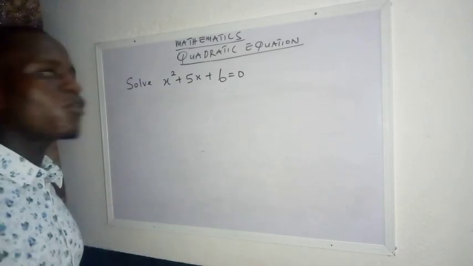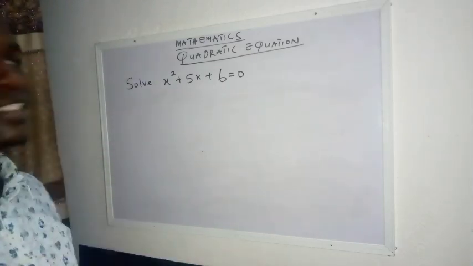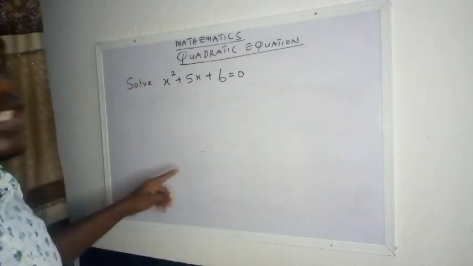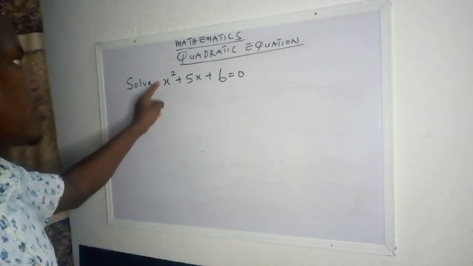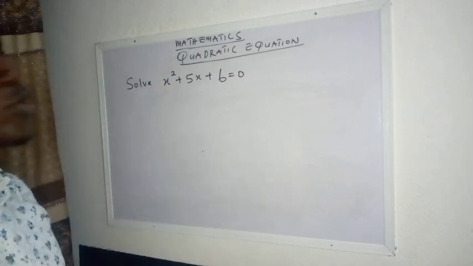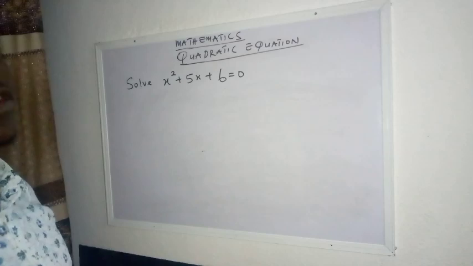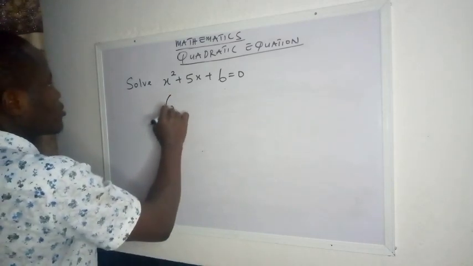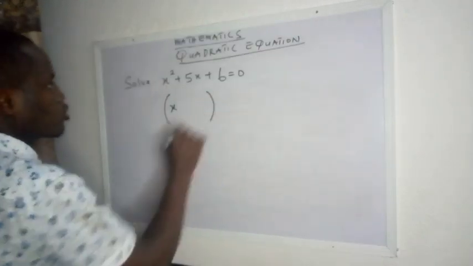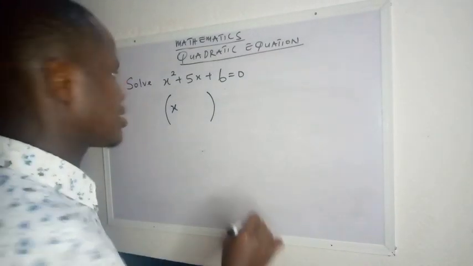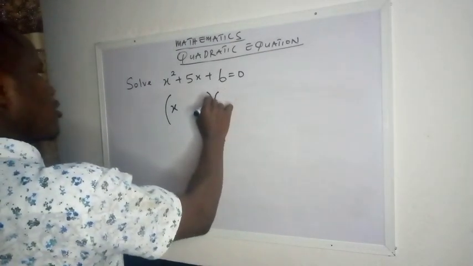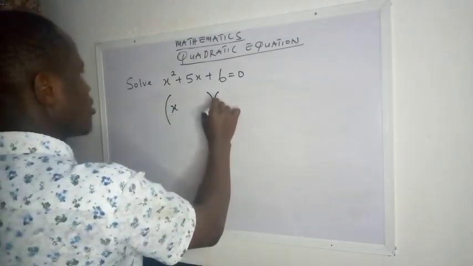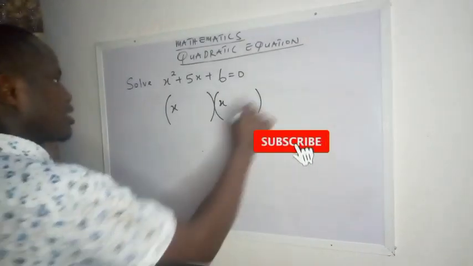Now if you want to solve a quadratic equation of this form, where the coefficient of x squared is 1, the easiest way to solve it using the method of factorization is like this. You open the bracket like this, because whenever you solve a quadratic equation, you are expected to have 2 answers. I'll call the answers the roots. So you open a bracket, you put x, another bracket, you put x, just like this, equal to 0.